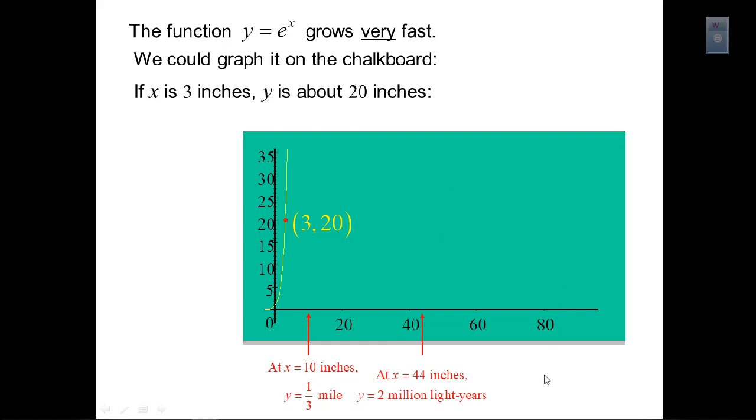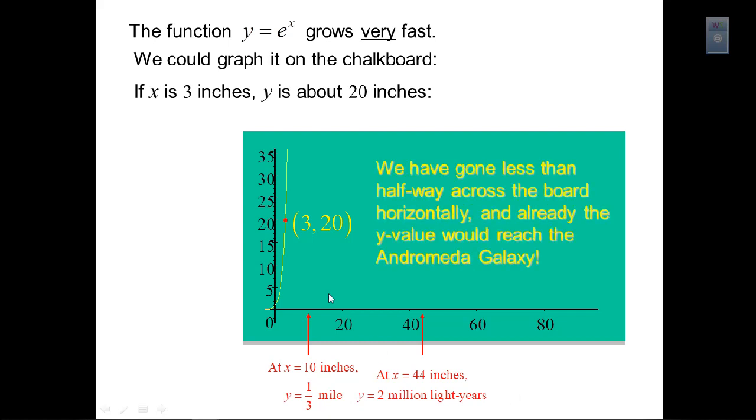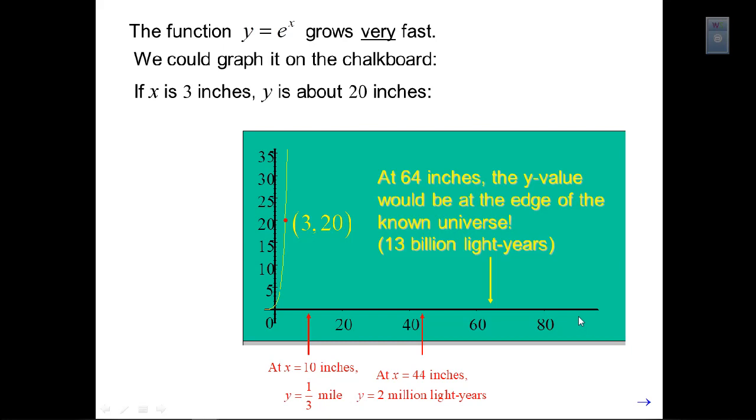So when we talk about growing fast, we're literally talking about growing very, very, very fast. Now, we've gone less than halfway across the board horizontally, and already the y value would reach the Andromeda Galaxy. At 64 inches, the y value would be at the edge of the known universe, 13 billion light years.